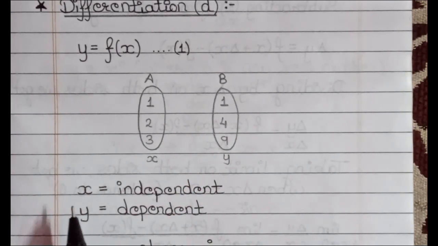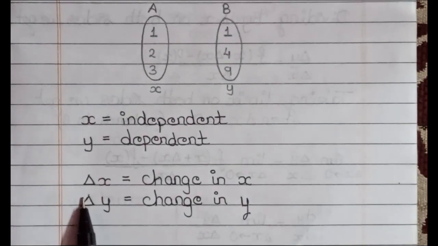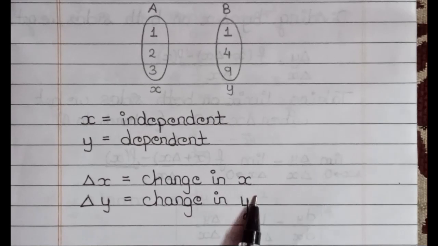So as we can see, x is independent and y is dependent. Delta x is known as change in x and delta y is known as change in y. Here delta x and delta y are considered very small changes, almost negligible.